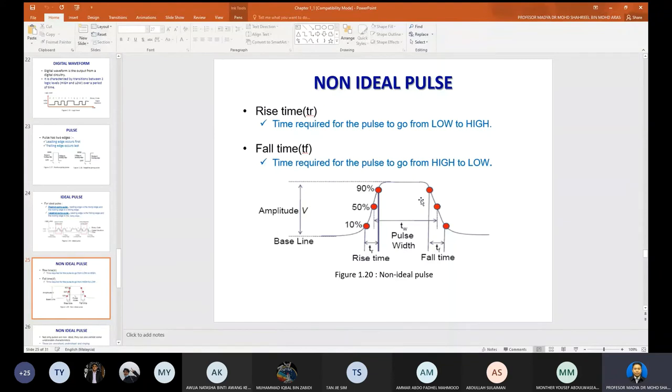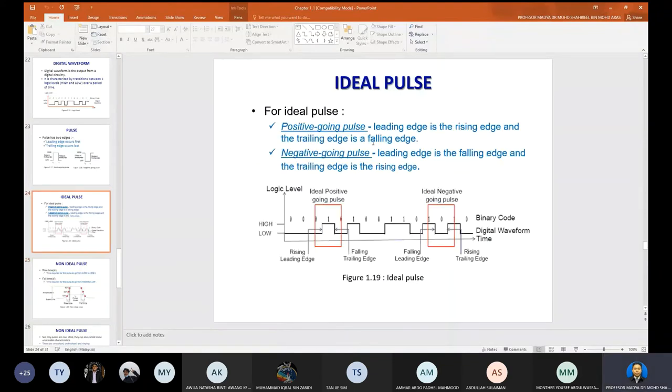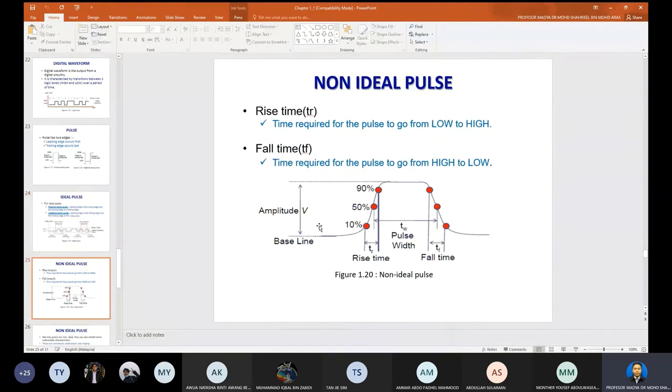But if you refer to the ideal pulse, the falling time is very fast, because it is very straight. The rise time and falling time are very smooth, and then the pulse width will be from this point to this point. Because this pulse is ideal, you cannot see the slope here, but when you zoom out, the pulse will be like this. That's why this is the non-ideal pulse.